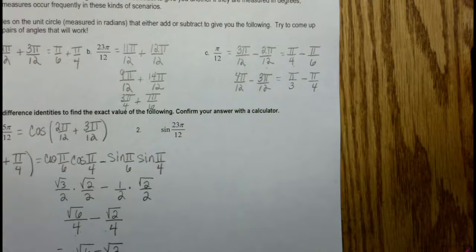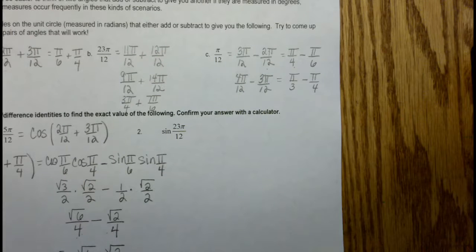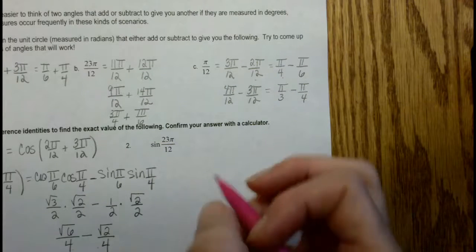We are still looking at the examples of using the sum and difference identities. We're on example number 2. And in this particular case, we're going to be using the sine identity. And secondly, I'm going to use the 9 pi over 12 plus the 14 pi over 12. You can use 11 pi over 12 plus 12 pi over 12, but I have a reason for wanting to use my second choice there.